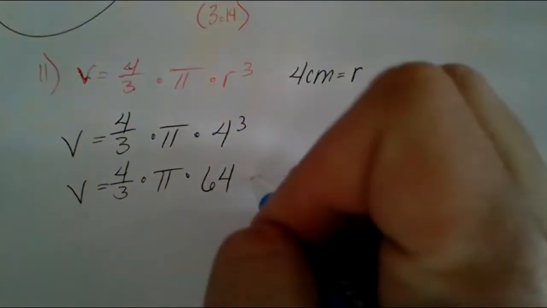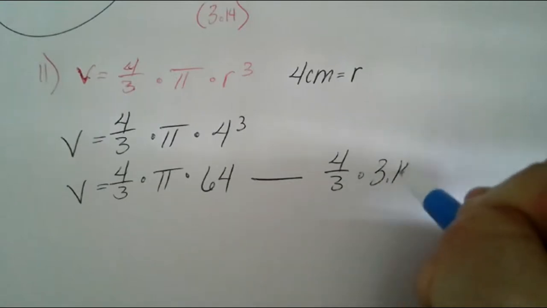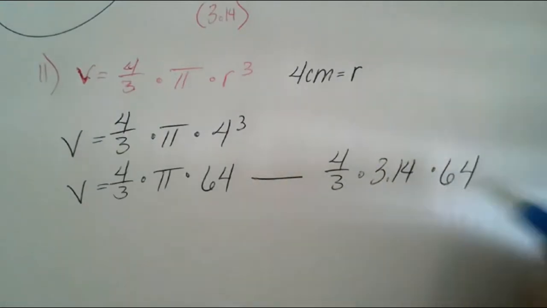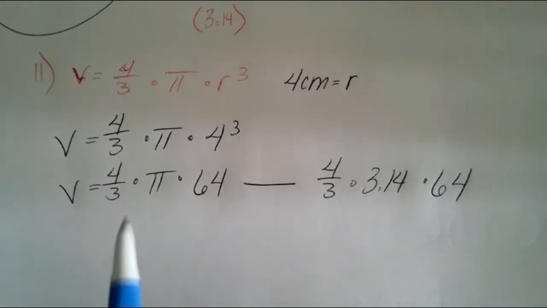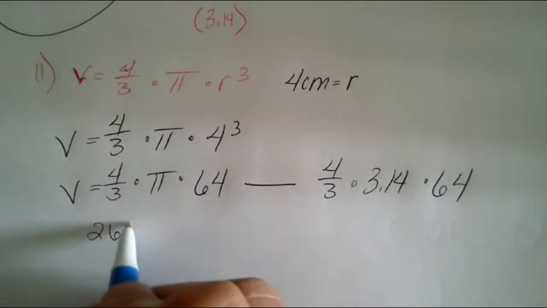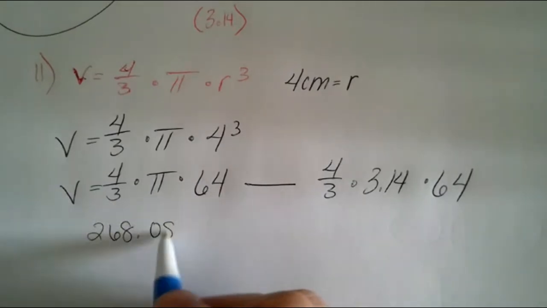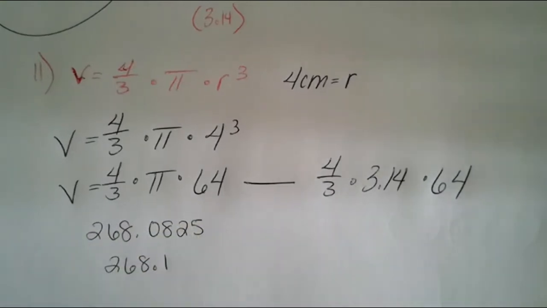Now I'm going to do two ways here. I'm going to do 4/3 times 3.14 times 64, and I'm also going to do it with the pi button. So again, 4 over 3 times pi times 64, all in one big swoop. Multiply all three. 268.0825. I would have rounded that to 268.1 and called it a day.